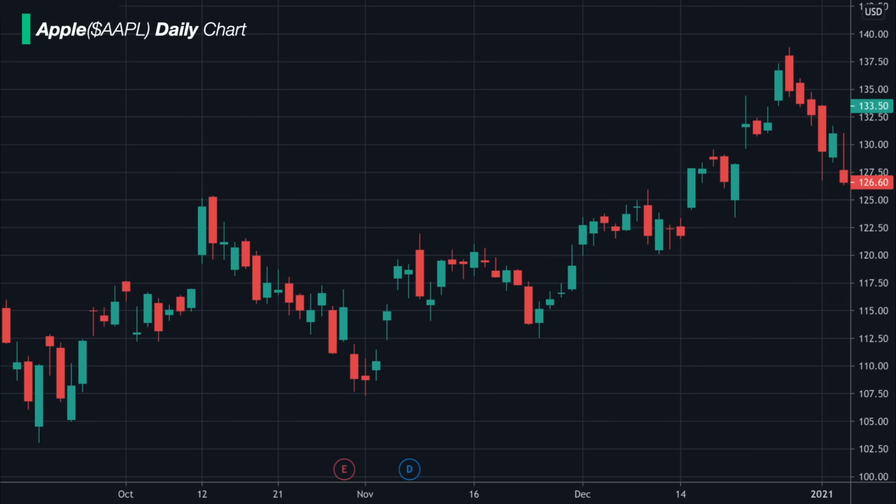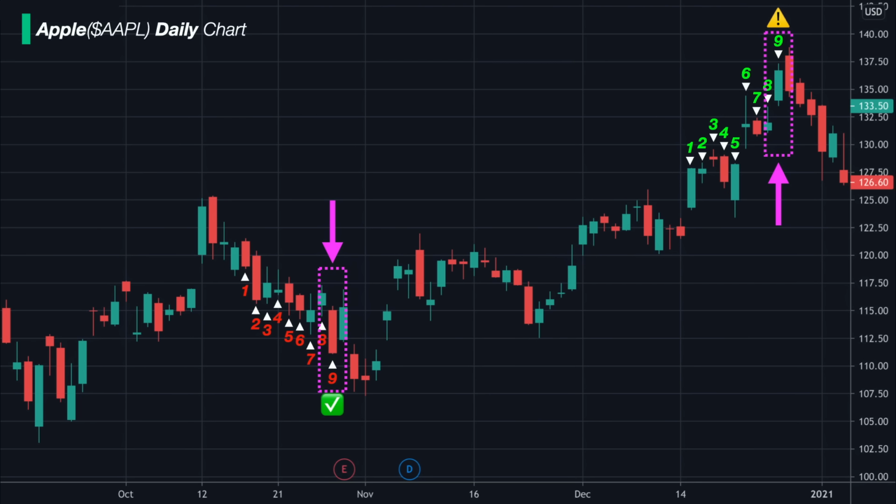For example, this is the daily chart of Apple stock. If we add the original DeMark 9 indicator, you will see something like this. We can see that there are two number 9s showing up in this chart. One is bearish and one is bullish.